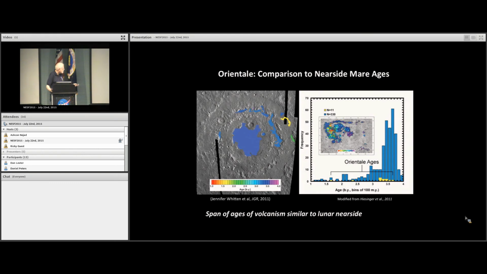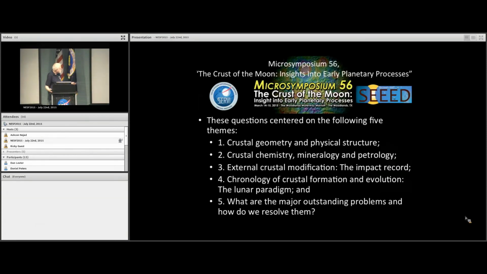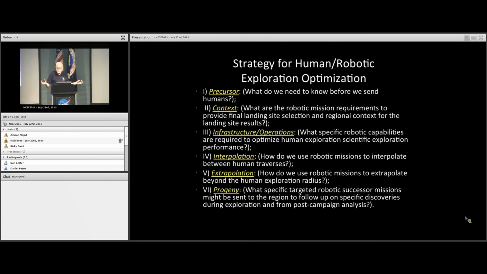And in fact, when we go to look at the characteristics of these, what we find is that the perspective on all these basalts here, when we look at these ages, here's the ages in blue of the whole near side. Here's the ages of the Orientale ones. They actually span pretty much the complete age range of what we see on the near side. So we can take a look at the evolution of all the basalt age range from exploring Orientale as well.